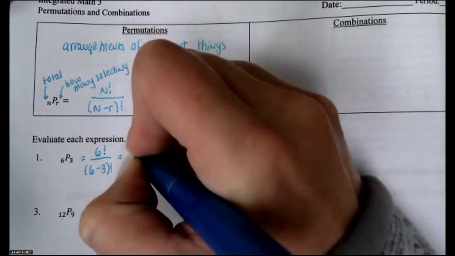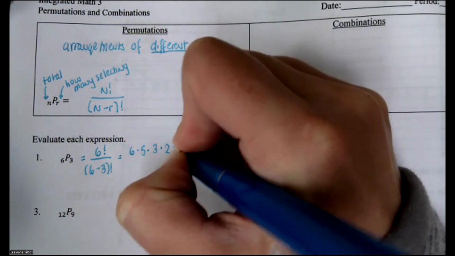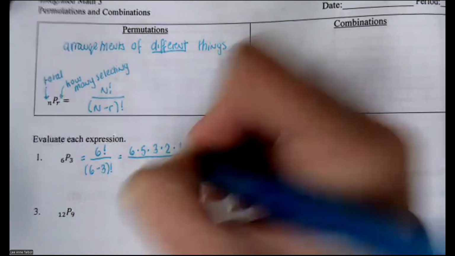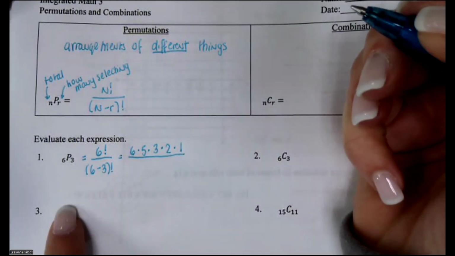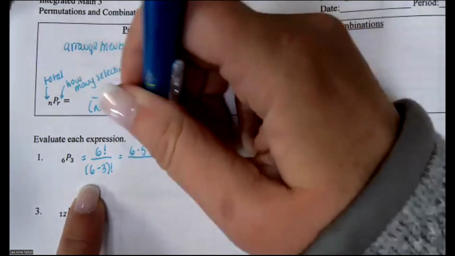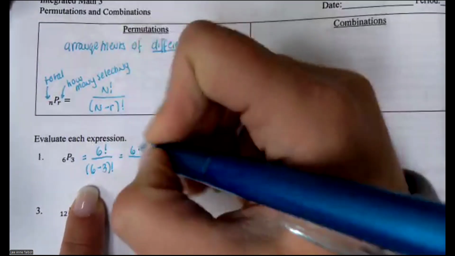And 6 factorial is 6 times 5 times 3 times 2 times 1. And I promise you, you're going to get to the point where you won't need to write that out, but we're writing it out right now. Yeah, what did I forget something? 4? You're the best. That's why I use the erasable pens.